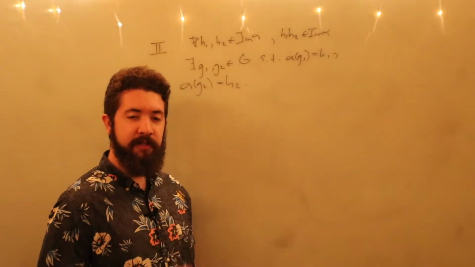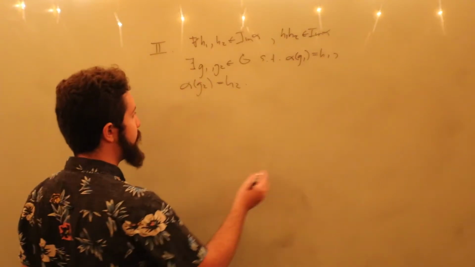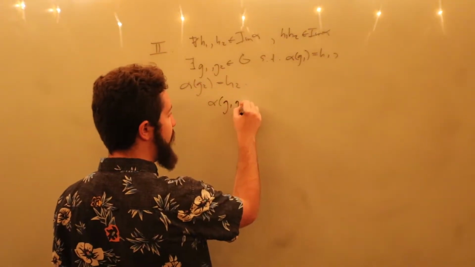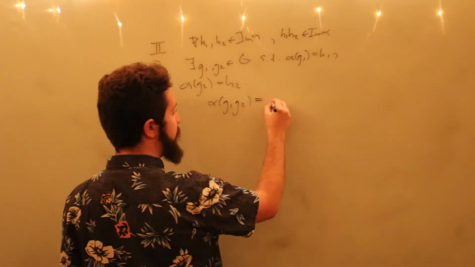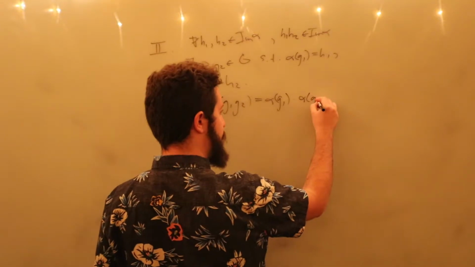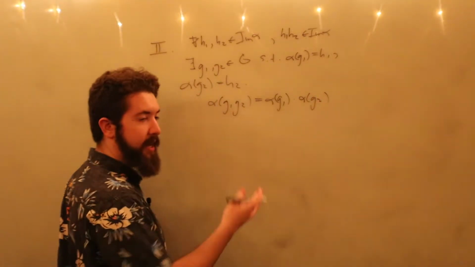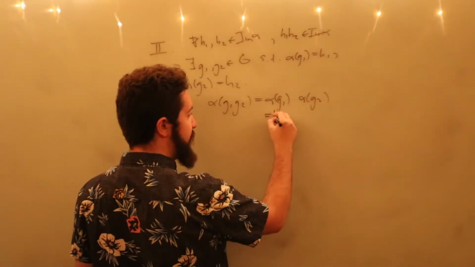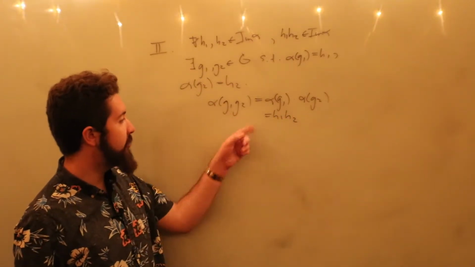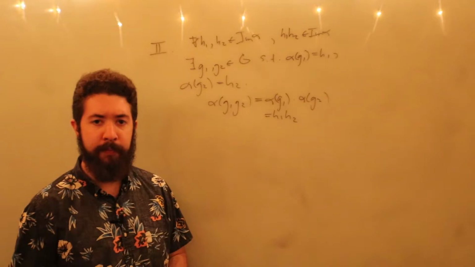Now, since alpha is a group homomorphism, it is operation preserving, so that alpha of g1 times g2 must be equal to alpha of g1 times alpha of g2. But we just said that this is just h1 and h2, right? So we have that alpha of g1 g2 is equal to h1 h2.